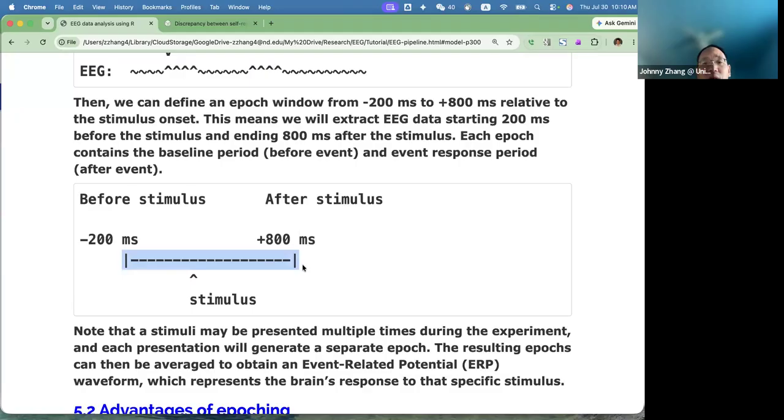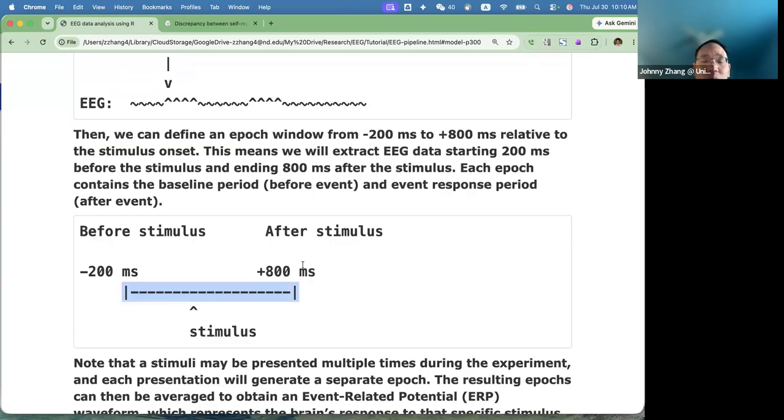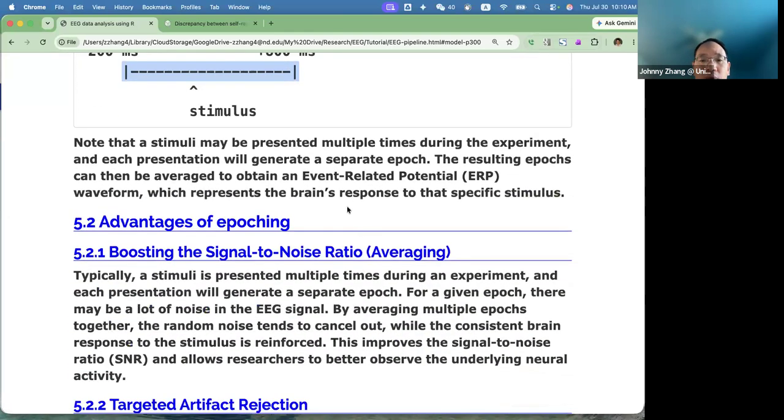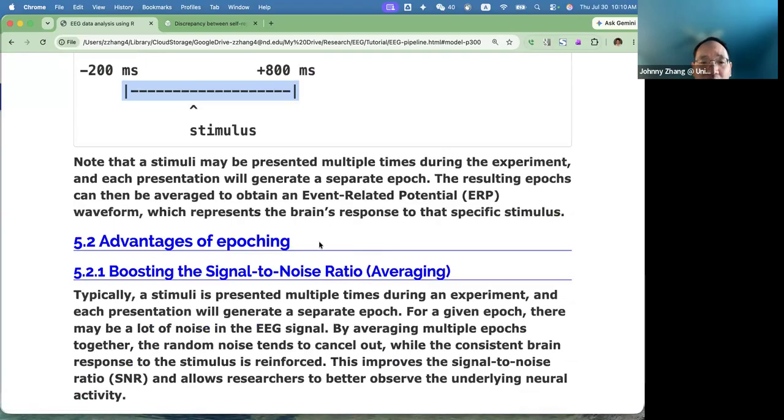If you have many different events, for example, in this experiment we present participants with 240 images, we can get those 240 epochs from those 50 minutes of signals. Notice that those are much shorter, right? There are a lot of advantages of analyzing epoched data over the raw EEG signals.